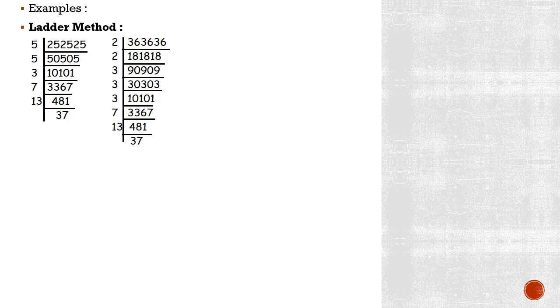So in this way we are going to do it. Already we have studied this method in the lower classes. So here we can say 2,52,525 can be written as a multiplication of the prime factors 3 into 5 into 5 into 7 into 13. The same can be written as 3 multiplied by 5 square into 7 into 13.